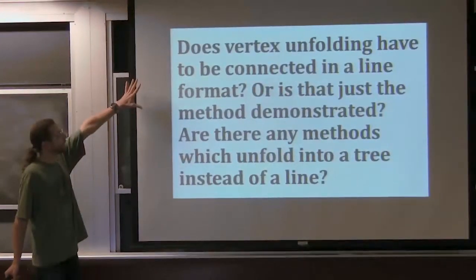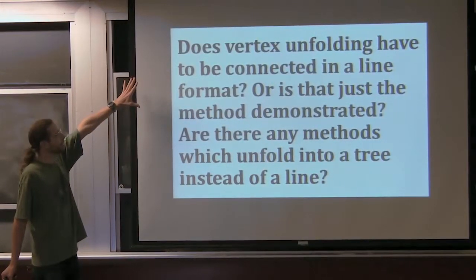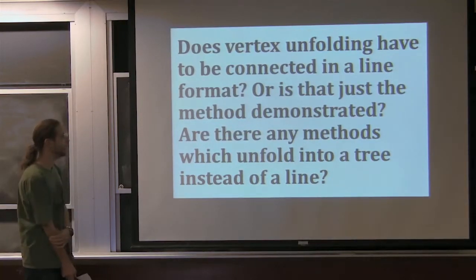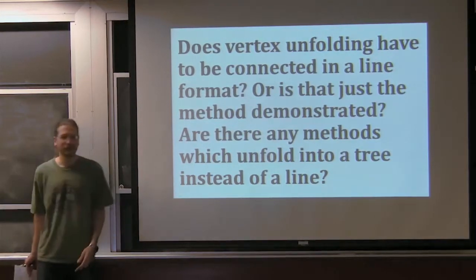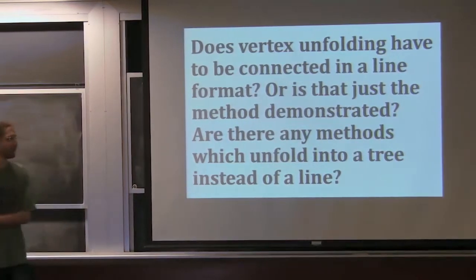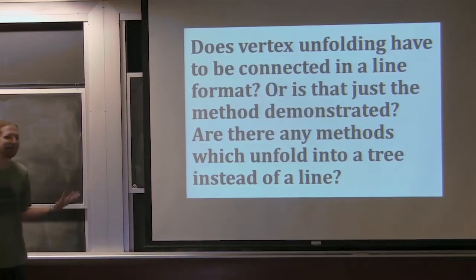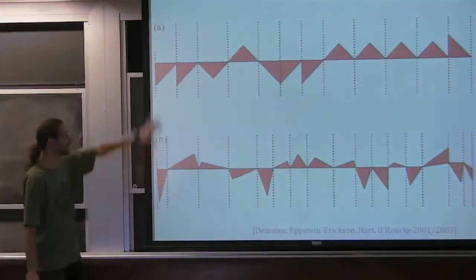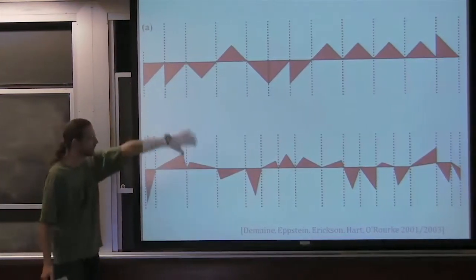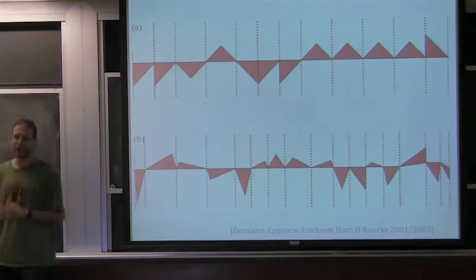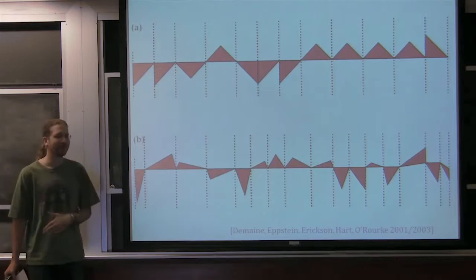So the first question is about vertex unfolding. Why do we fold things in a chain, in a linear style? Would you get any benefit out of a tree? The answer is, for lines, chains are easy to avoid intersection. That's the reason we use them. In these kinds of unfoldings, we could dedicate a different slab for every piece. And this is great.